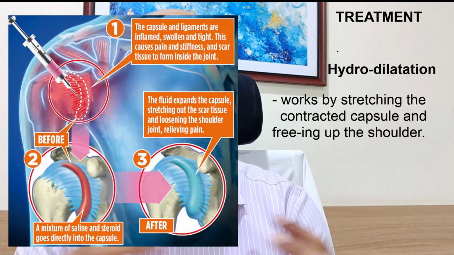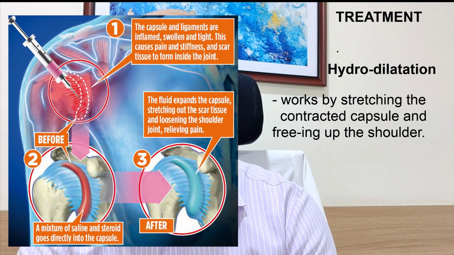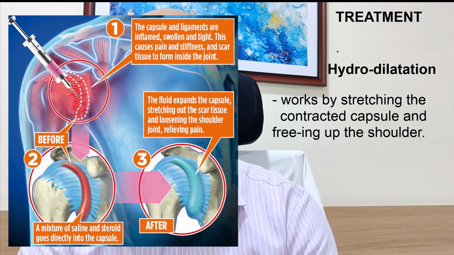Now, once you hear the word steroid, you don't have to worry, because the dose that we inject into the shoulder is a very small dose and usually does not cause any other systemic effect in the body or long-term damage to the body. Then there is the option of having saline injected into the shoulder to try and expand the contracted capsule and increase the volume of the capsule, thus improving the range of movement of the shoulder.